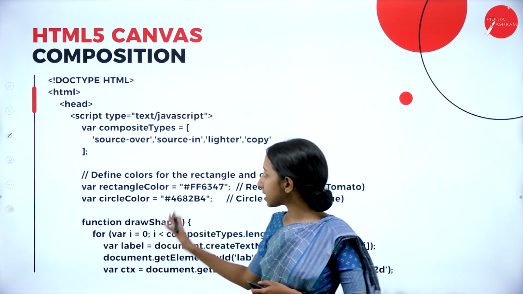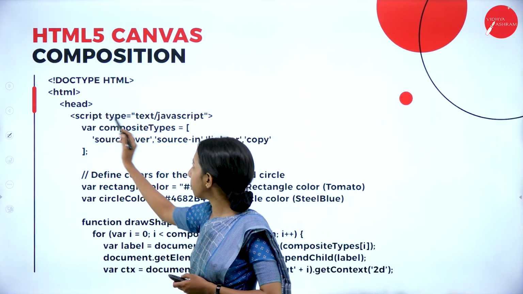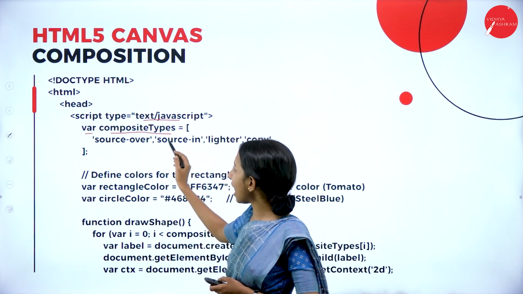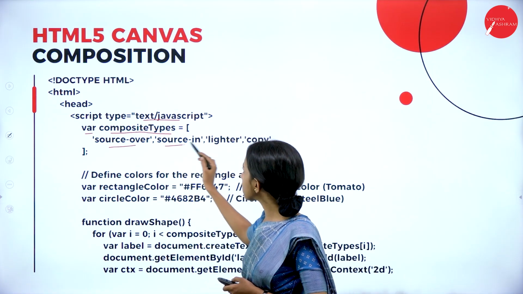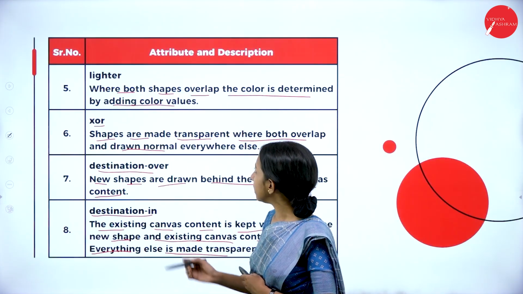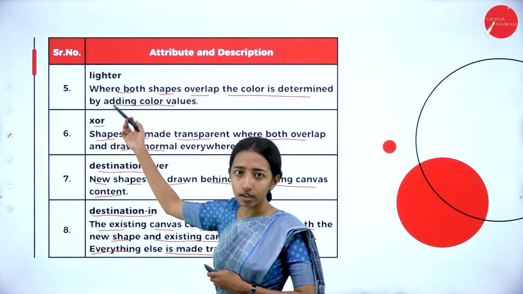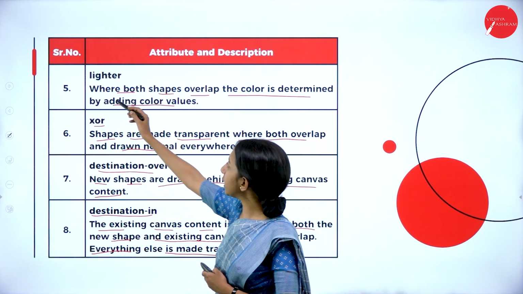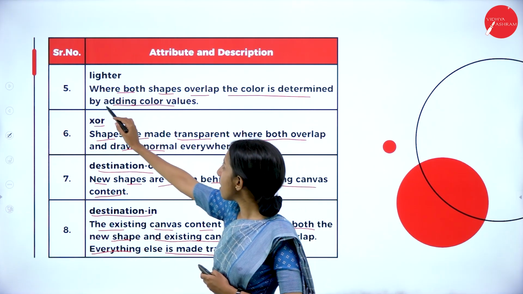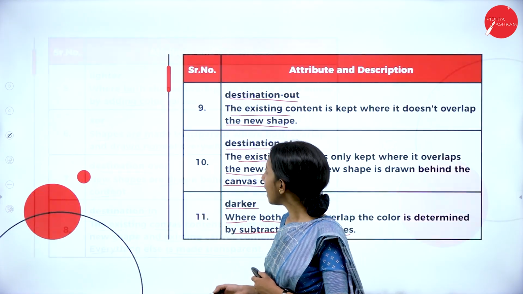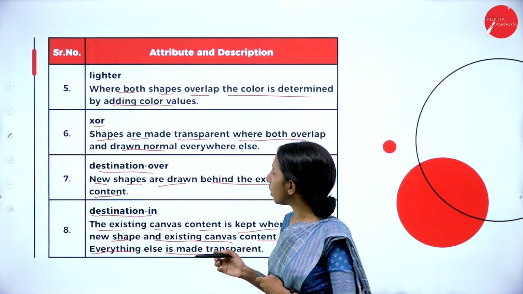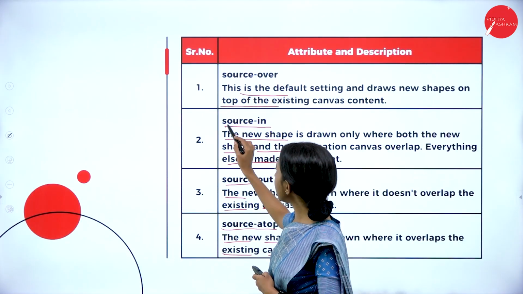So here is a simple example. I have taken the script type, that is JavaScript, and here the composition types are source-over, source-in, lighter and copy. Here the lighter is the one we have taken in the example. What it says is, where both shapes overlap, the color is determined by adding color values. And here we have taken source-over and source-in.